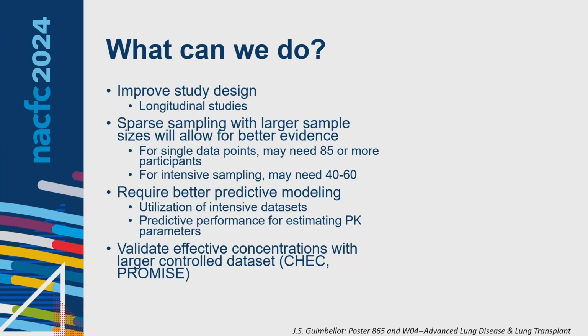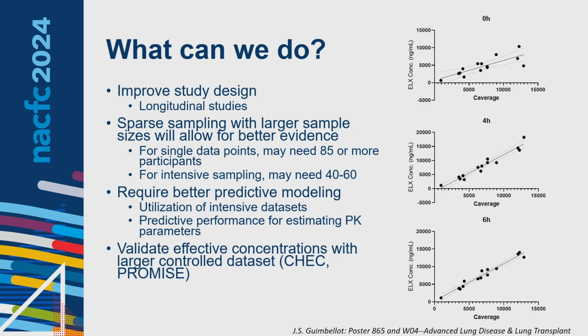So what can we do? We need to improve our study design to understand these relationships. Longitudinal studies where we get repeated measures can be very powerful, especially with the small sample sizes that we have in our population. Using sparse sampling with larger sample sizes will allow for better evidence. For single data points based on our own data, you may need 85 or more participants to see these relationships and understand these differences. But if you do more intensive sampling, you may reduce the sample size needed by about 30%.